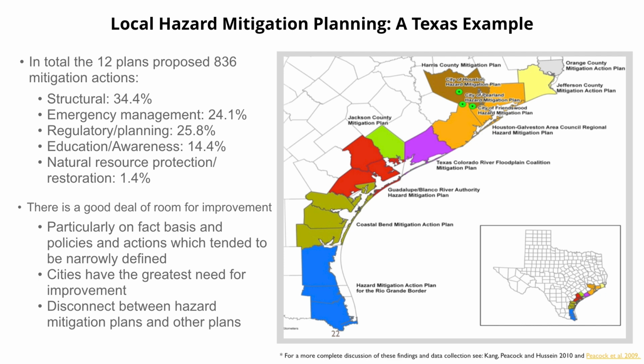So overall, there's a good deal of room for improvement, particularly in terms of the fact basis. Oftentimes, these were cookie cutter approaches that were quite standard and often didn't address all of the different hazards that an area would be potentially exposed to. Cities have the greatest need for improvement, and there's a high degree of disconnect, which was most disconcerting, between the hazard mitigation plans and other planning activities. Indeed, planners were oftentimes not involved in the process at all. It was dealt with by emergency management, and there wasn't an interface with the planning department. So a real loss of opportunity to talk about consistency across plans at the community level.